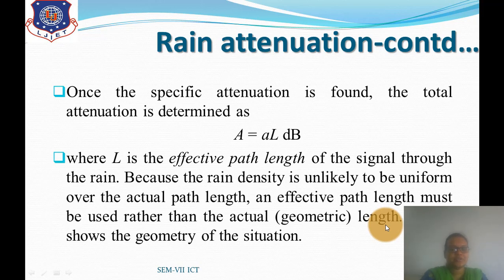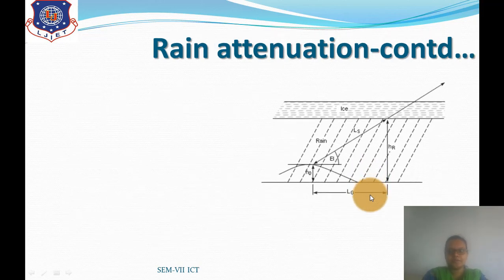Now, as we have seen, rain falls from the sky, but not exactly vertically. Due to this, the effective path length will also change, so we cannot calculate the actual path length; in place of it, what we can calculate is the effective path length. Now, in this figure, we need to calculate the path length, which is L_S, that is the slant height from the earth surface.